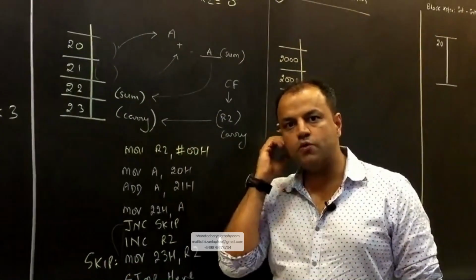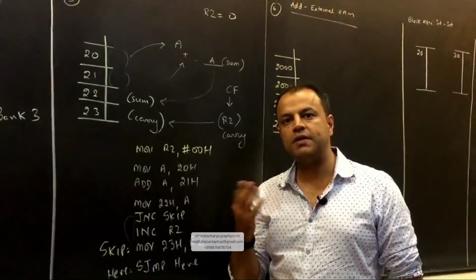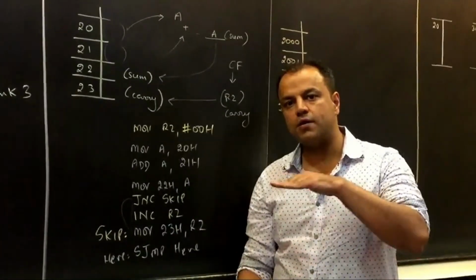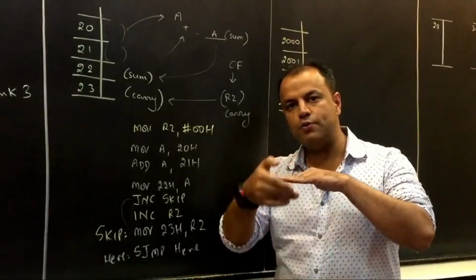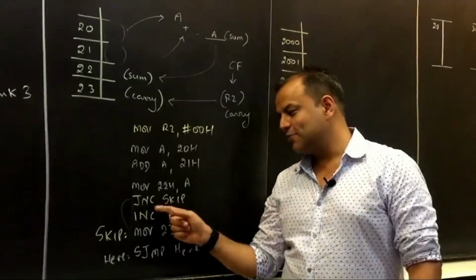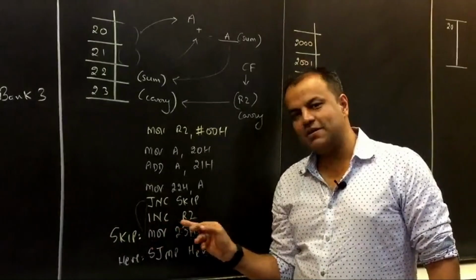Sum is over. Now you have to check for carry. There are two things that could have happened. Either there would be a carry or no carry. If there is a carry, you need to increment R2. If there is no carry, you need to skip the line because you have assumed R2 to be 0. Please tell me, did you understand? So, if there is no carry, skip, otherwise increment R2.